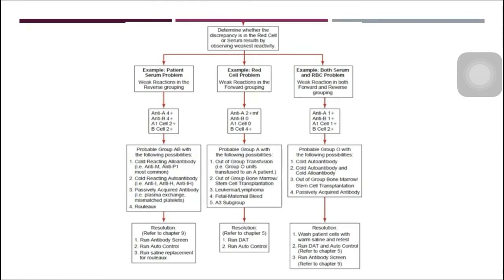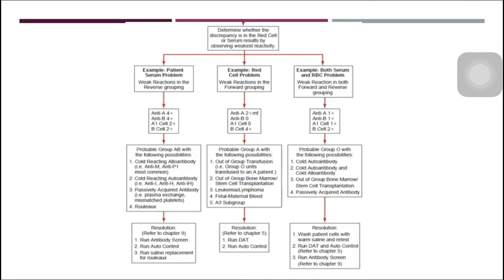So for example po, yung problem is sa patient serum. So that's weak reactions po in the reverse grouping. For example po, we have yan, anti-A, anti-B po 4+, A1 cell and B cell, that's 2+. So probably po, that's group AB po with the following possibilities. Maybe a cold-reacting alloantibody or cold-reacting autoantibody, also rouleaux po. Now, anong resolution dito? So, resolution, we run antibody screen, we run auto-control, or we run, pag rouleaux, we run saline replacement po.